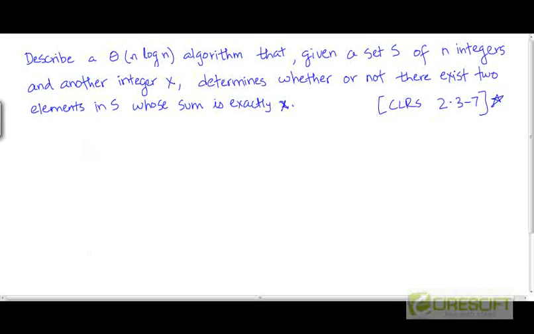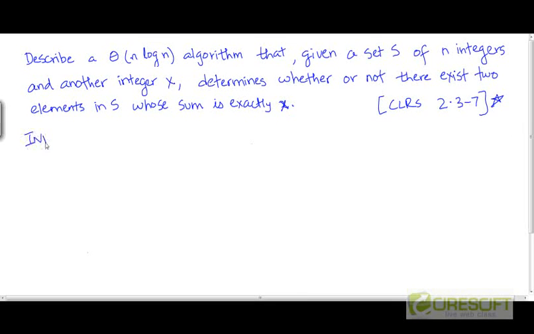Let's look at this starred problem from Cormen, problem number 3-7 from chapter 2. You are asked to describe a theta of n log n algorithm that, given a set S of n integers and another integer x, determines whether or not there exist two elements in S whose sum is exactly equal to x.